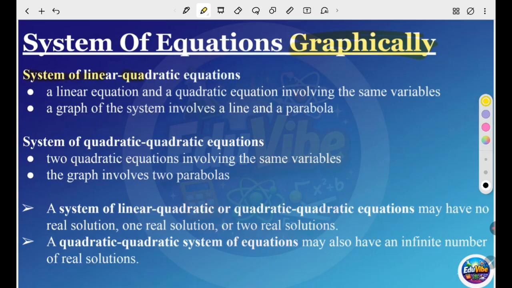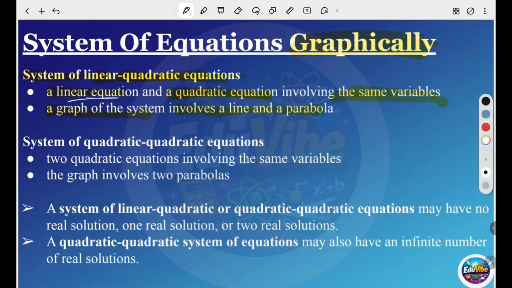A system of linear-quadratic equations is where you get a linear and a quadratic equation in the same graph, involving the same variables. If the linear one has the x variable, the quadratic also has the x variable. Then we're talking about linear-quadratic equations. The graphical system involves a line and a parabola.